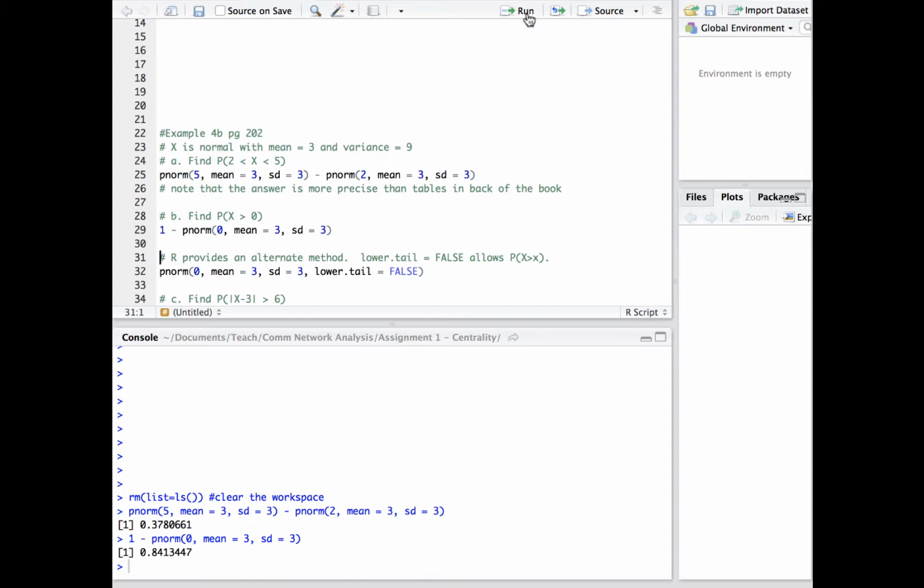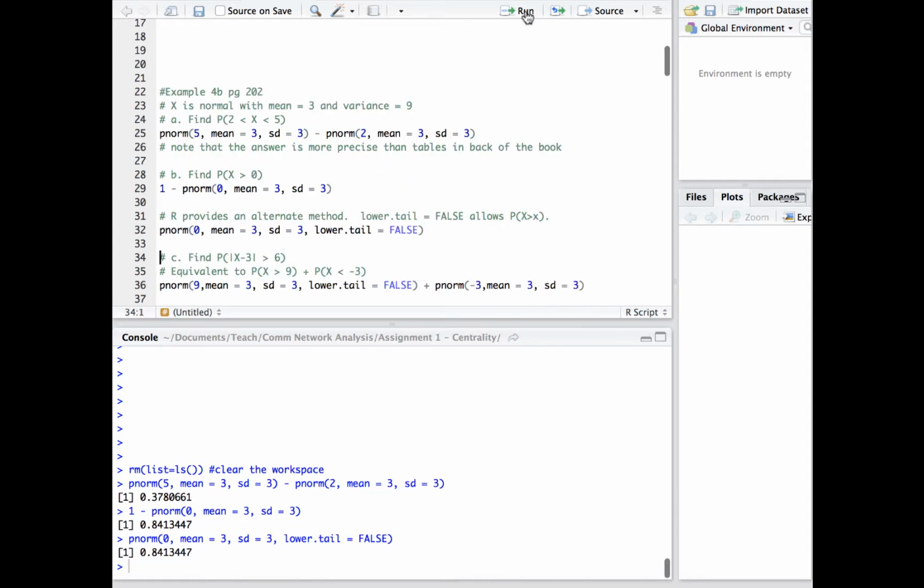Now, I'm going to tell you there's an alternate way of doing this, because R wants to make things a little easier for you. Instead of doing the 1 minus, if you want to flip it and ask directly what's the probability of being greater than 0, then you can add this additional parameter called lower.tail equals FALSE. Basically you're telling it, I don't want to look at the less than value, I want to look at the greater than value, right? If we run that command, you will see that you have the same result.